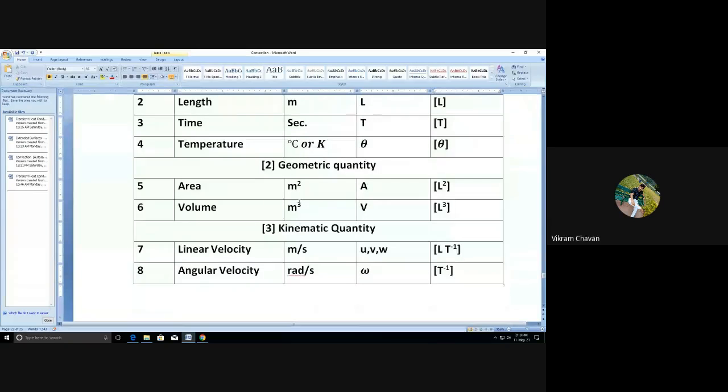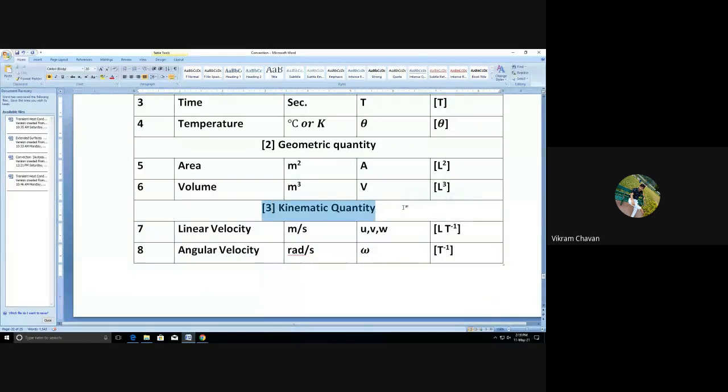Now the next segregation is kinematic quantities. The third one is kinematic quantities. In that, the first one is linear velocity. SI unit is meter per second, and you can use any symbol out of these: small u, small v, or small w. So meter per second. How to find the dimensions of this velocity? Meter is nothing but L, and second is nothing but T.